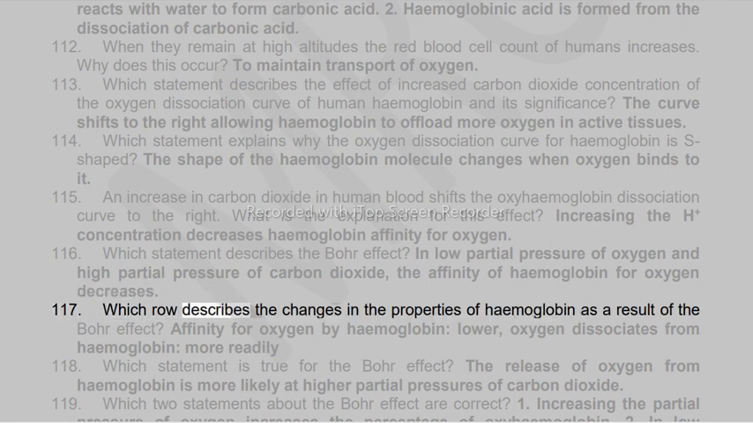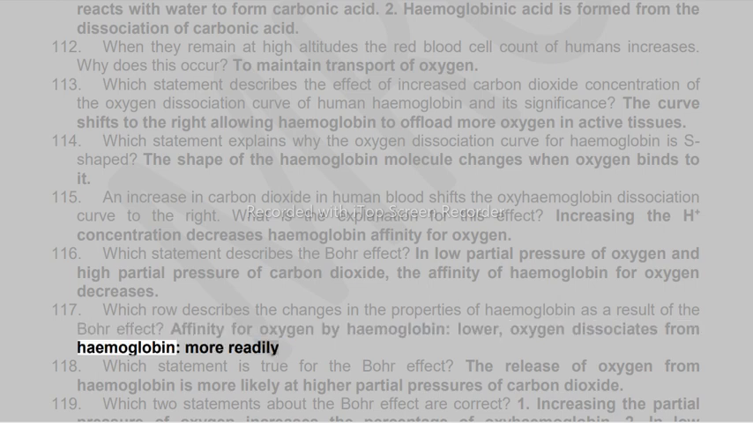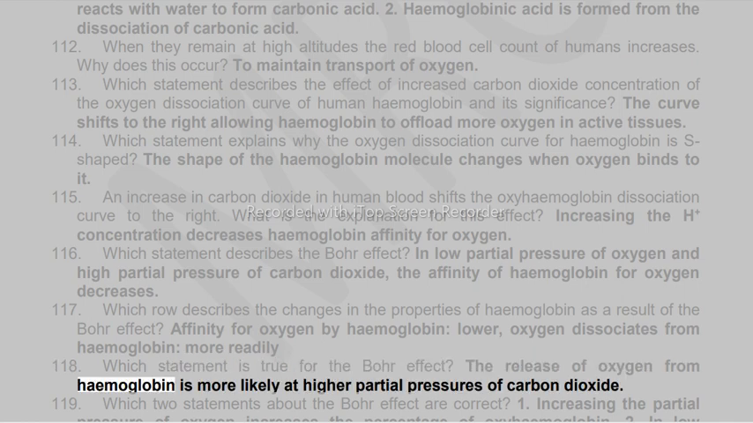117. Which row describes the changes in the properties of hemoglobin as a result of the Bohr effect? Affinity for oxygen by hemoglobin: lower; oxygen dissociates from hemoglobin: more readily. 118. Which statement is true for the Bohr effect? The release of oxygen from hemoglobin is more likely at higher partial pressures of carbon dioxide.